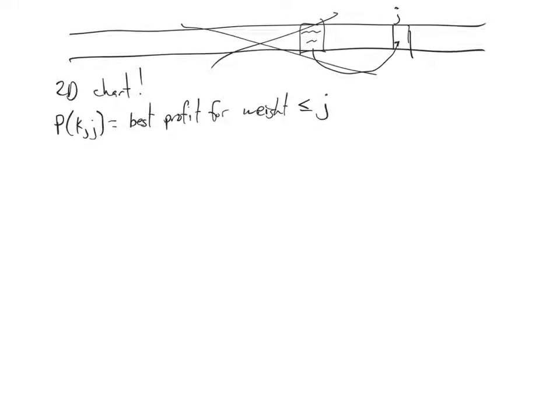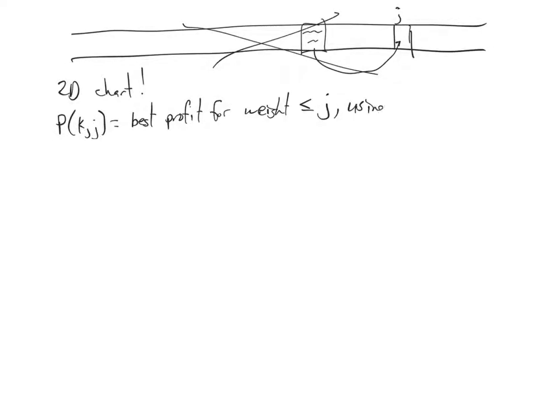And the different approach is to use a 2D chart. In our 2D chart, we'll call it P of K, J, which is equal to the best profit for the weight less than or equal to J. But here's the catch: using some items from 1 through K. In other words, you can't use an item when you're on row K of the chart, you can only use items 1 through K.